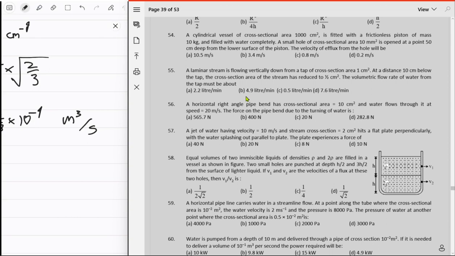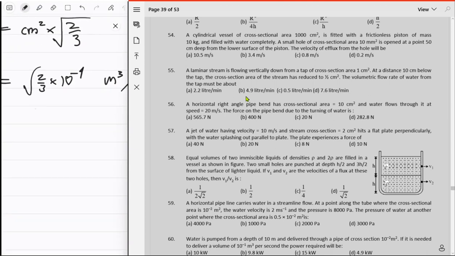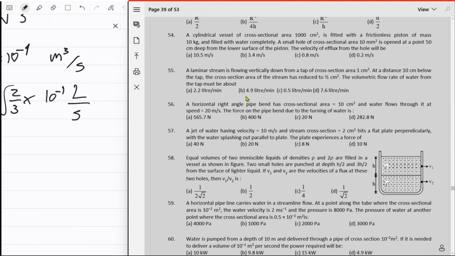Seriously. Okay. So a meter cube is 10 power 3 liters. This is just square root of 2 upon 3 times 10 power negative 1. And then you want liters per second, in 1 second, you want in minutes. So just 60 times. Okay, yeah.